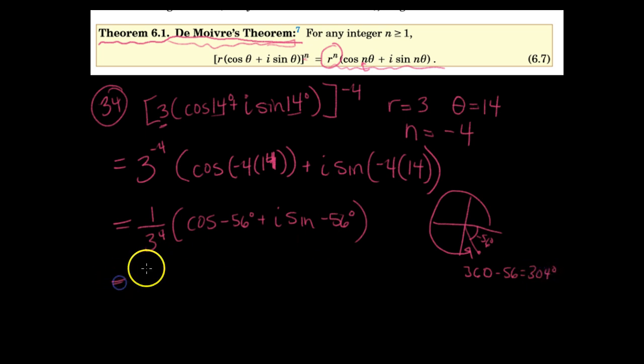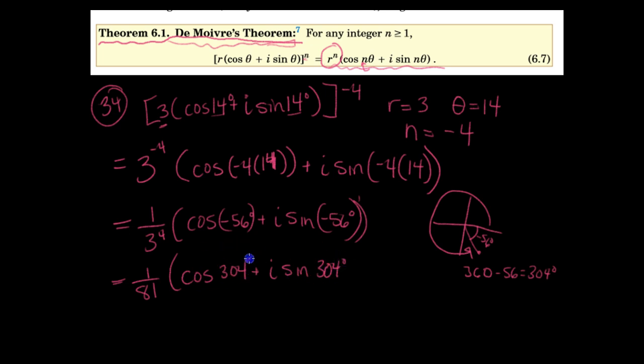So it would probably be best, and I'm going to clean up 3 to the 4th, to write this as cosine of 304 plus i sine of 304 degrees. And then remember the shorthand would be 1 over 81 cis 304 degrees. So we just raised a complex number to a pretty high power, and thanks to de Moivre's theorem, we can actually calculate its value pretty quickly.